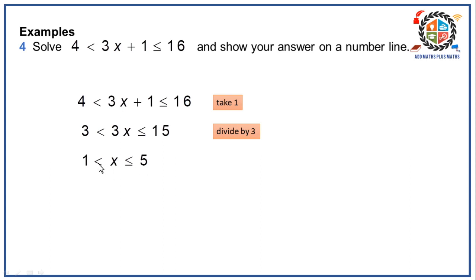Okay, take note, x should only be greater than 1. You do not include 1, so you put a hole on 1. Okay, I'll put a hole on 1, and I will include 5. So it says everything that is greater than 1 but less than or equal to 5.